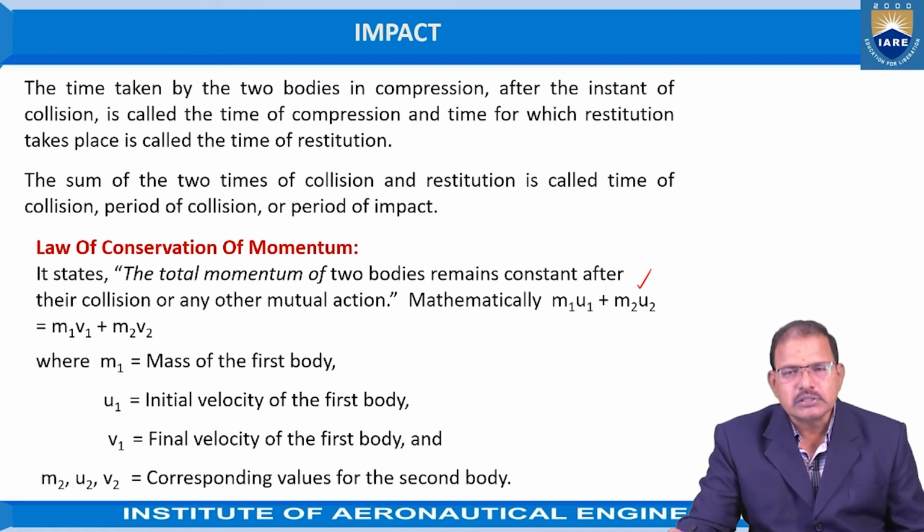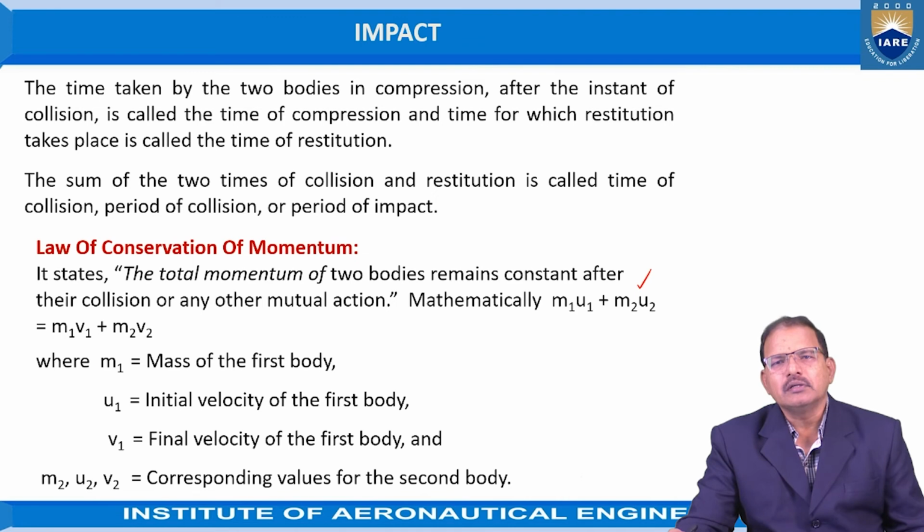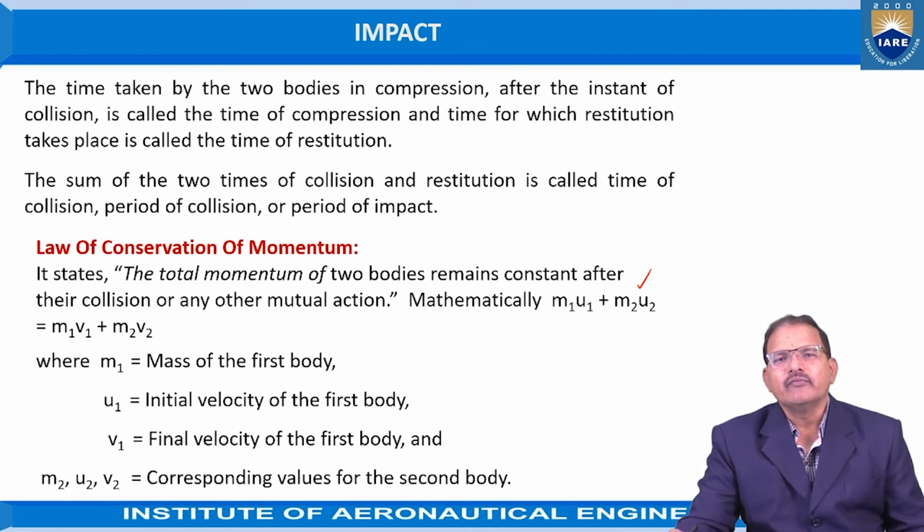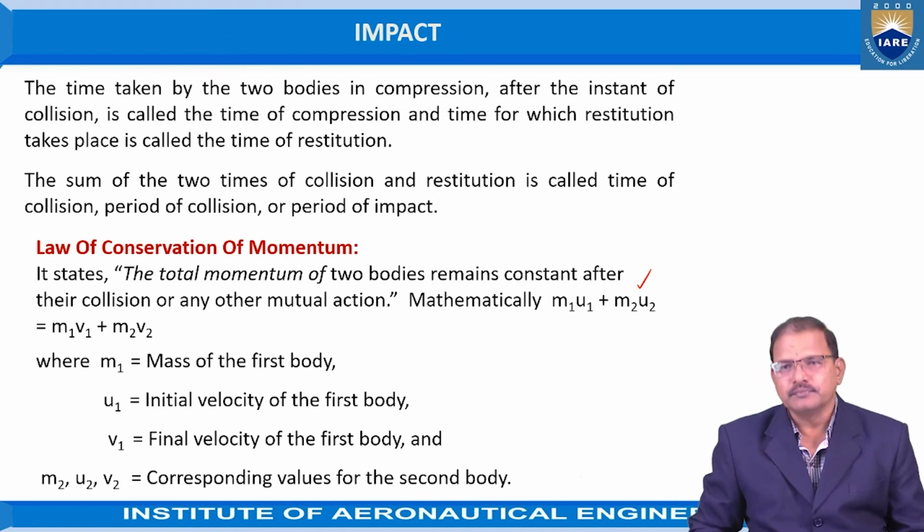This equation is satisfied only when the resultant force acting on the body is equal to 0. That is, impulse equals change in momentum. Since the change in momentum is equal to 0, the impulse is equal to 0. Since the time is not equal to 0, we can say R is equal to 0, or the system of forces acting on the body during the collision process is treated as 0.